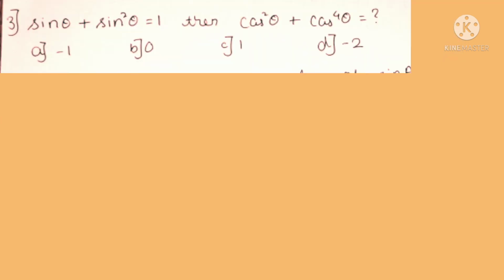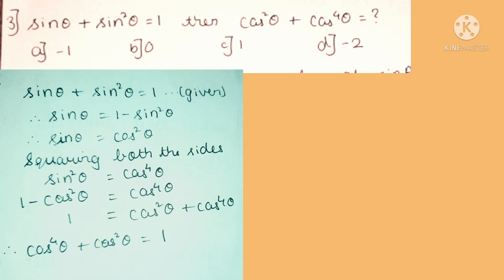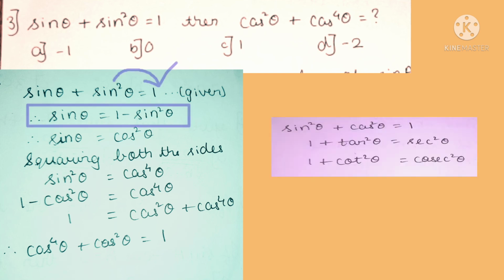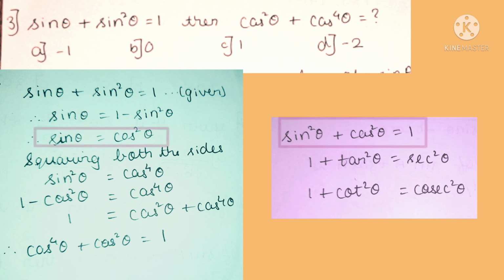Third main question. The question is: sin theta plus sin square theta is equal to 1. Then cos square theta plus cos raised to 4 theta is equal to what? From the given question, sin theta plus sin square theta is equal to 1. We can write sin theta is equal to 1 minus sin square theta, in which 1 minus sin square theta is equal to cos square theta by the trigonometric identities.